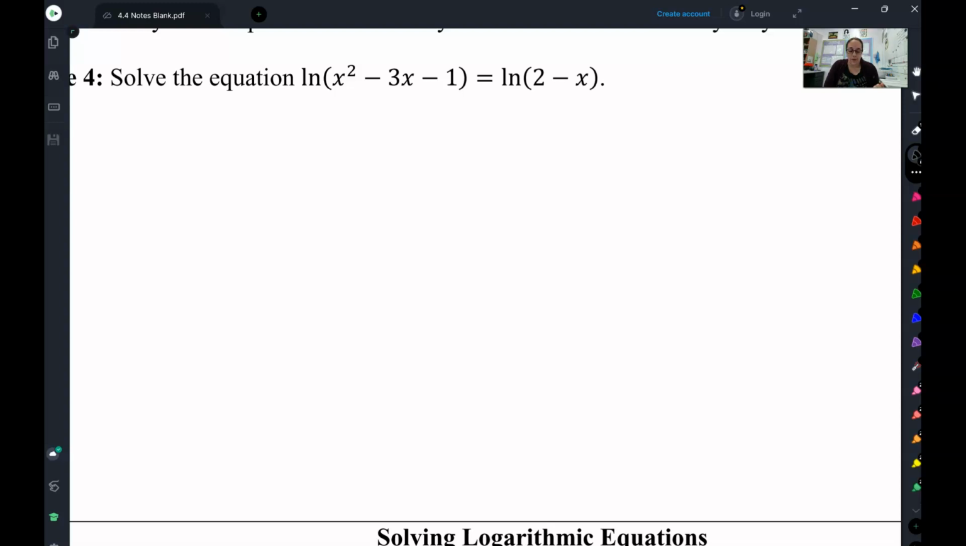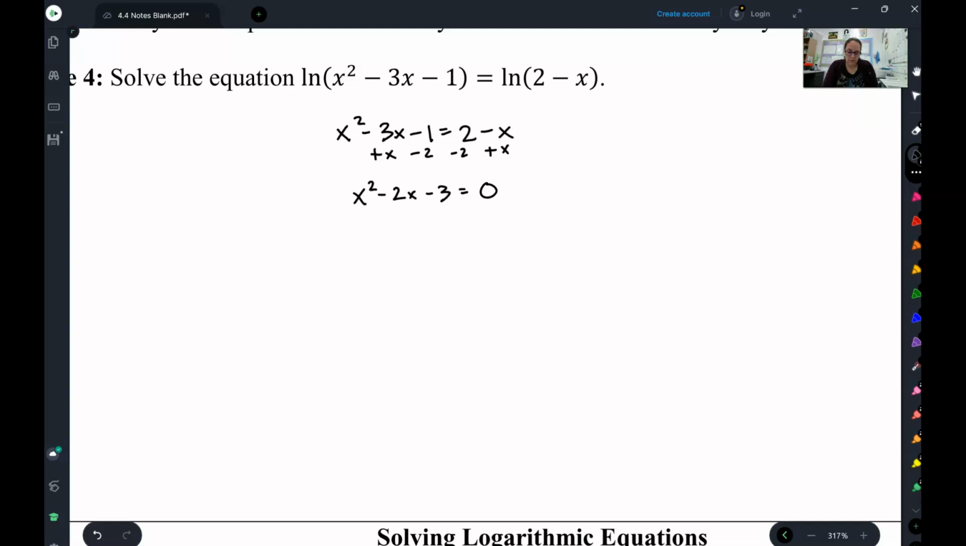Okay. Now, the first thing I would notice about this problem is that this is already my one-to-one logarithmic property. ln is log base e, ln is log base e. If I have logarithms of the same base, I can just set the insides equal to each other. And solve. Bring everything to one side. Factor. And solve. And now we have some answers.